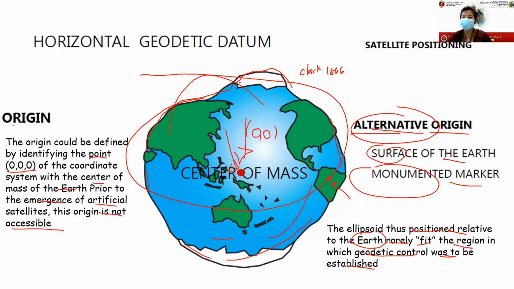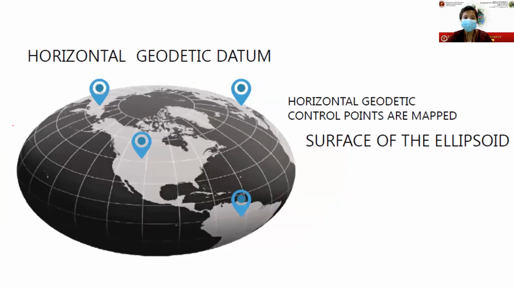So whatever ellipsoid fits to that certain point of a country, they are going to establish now a marker. That marker will serve as the alternative origin for all the surveys in that country. So I hope that is clear to you now.